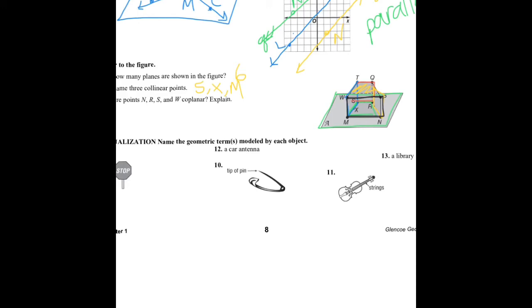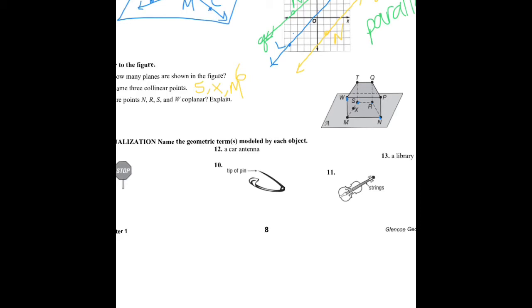Are points N, R, S, and W coplanar? Let me erase some of this so you guys can see what's going on. N, R, S, and W. Are they coplanar?